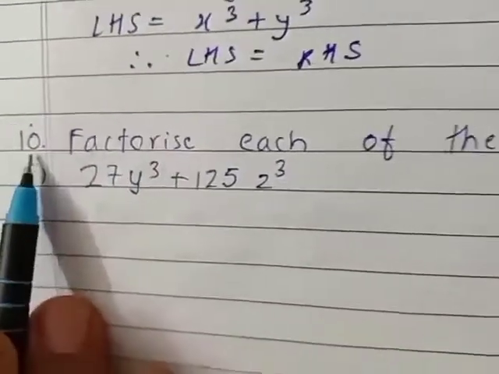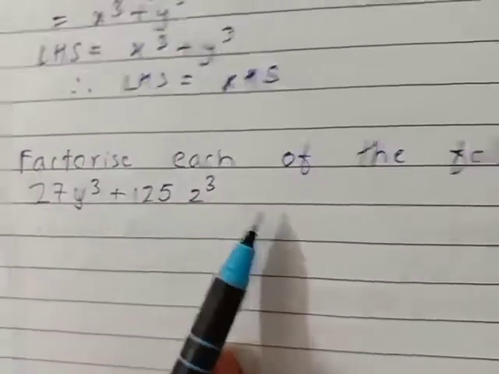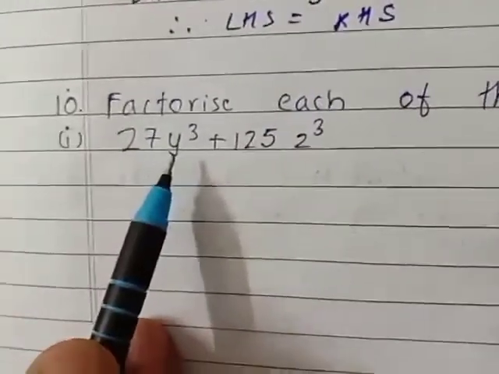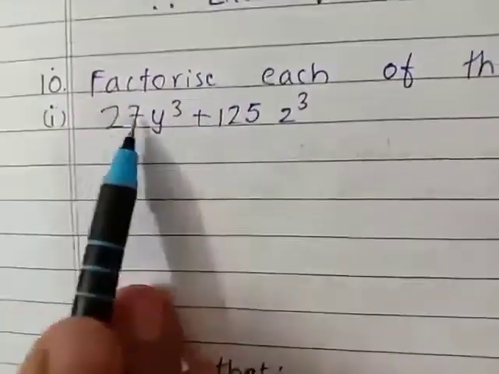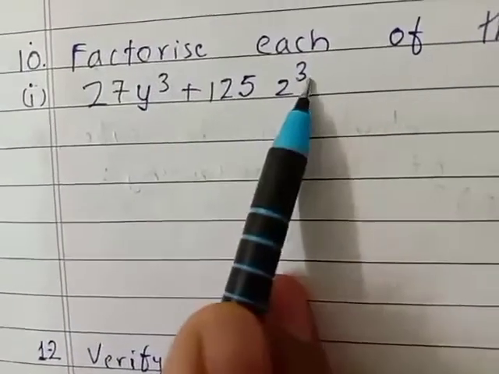Now let's solve exercise 10. Factorize each of the following. 27y cube plus 125z cube. This is in the form of x cube plus y cube.